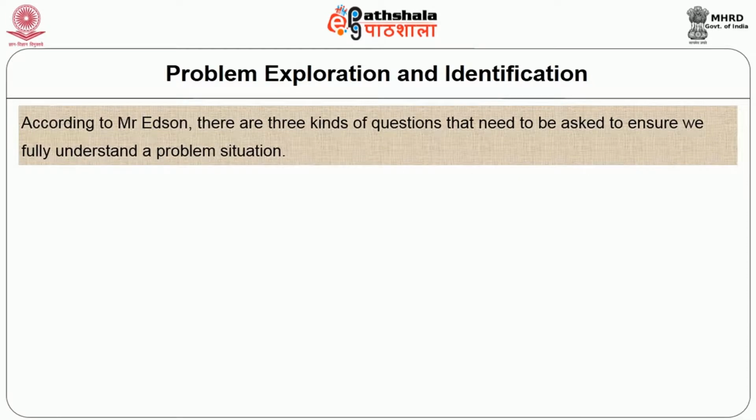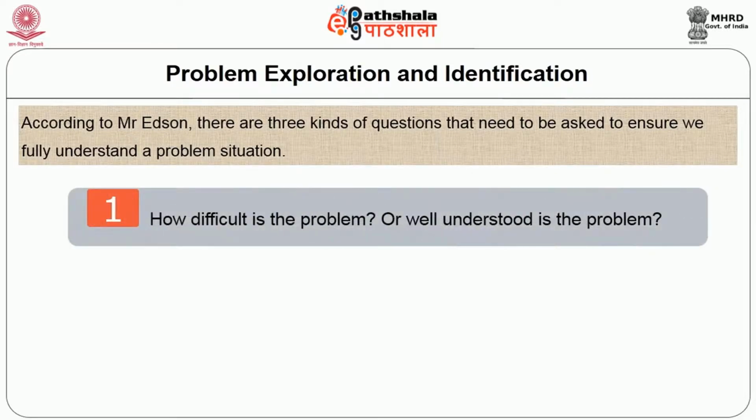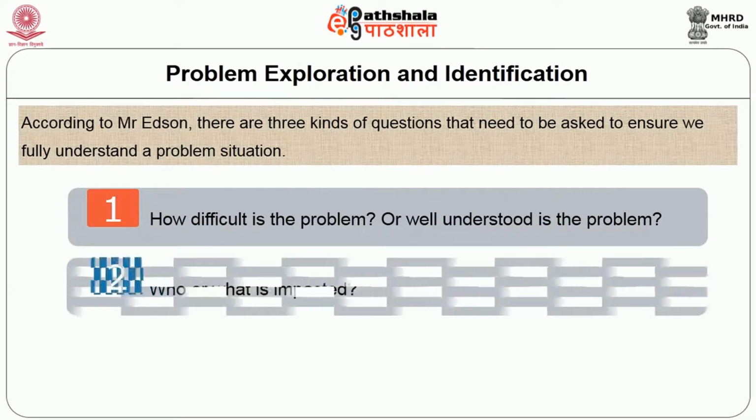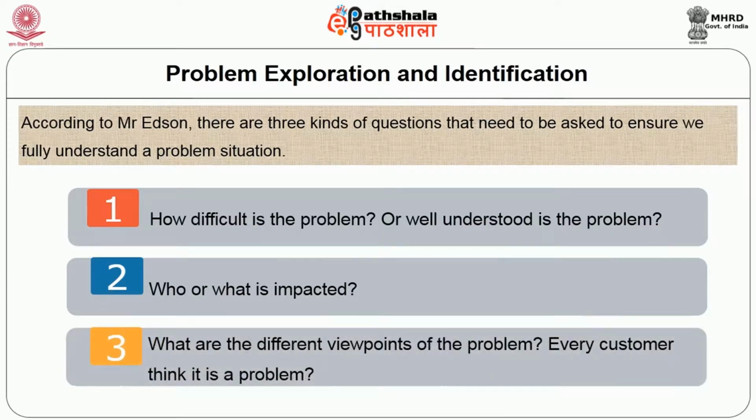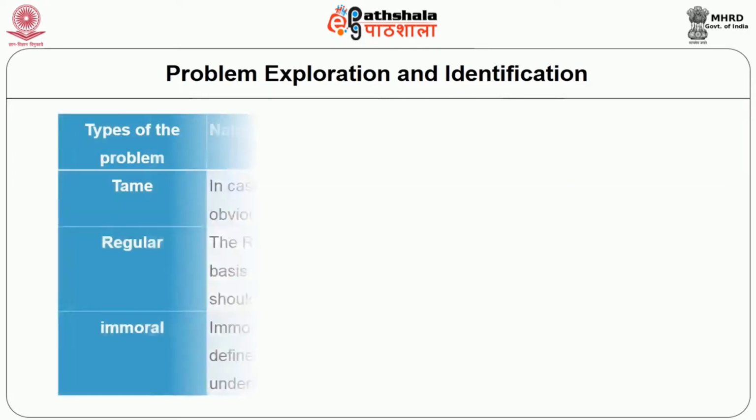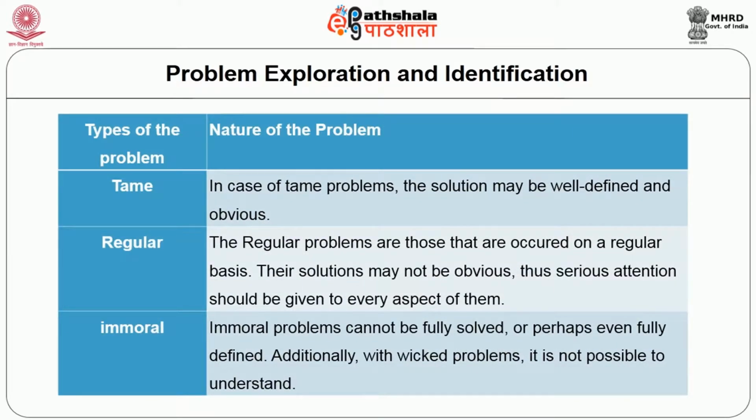According to Mr. Edison, there are three kinds of questions that need to be asked to ensure we fully understand the problem. First, how difficult is the problem, or how well understood is the problem? Second, who or what is impacted? Finally, what are the different viewpoints of the problem? Every customer thinks it is a problem. The answer to this question will help define the traceability of the problem.